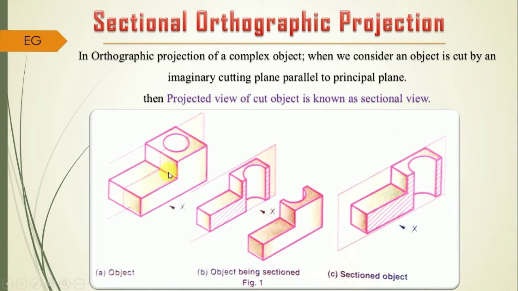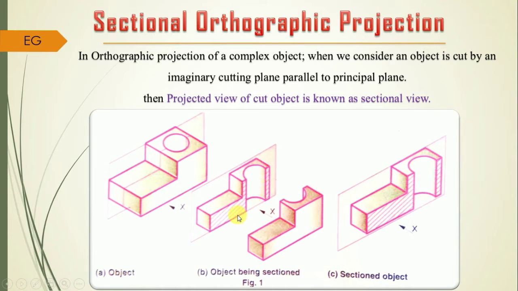So here you have one object. It is not quite complex, but we are taking it for our example. Here we have a block of L shape with one circular hole at one end of the L block. As we cut the block by means of this imaginary cutting plane, we cut the object at its center. After cutting, here you have the remainder, and this portion we omit.